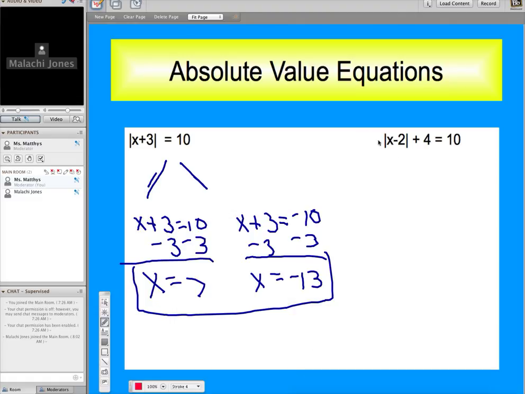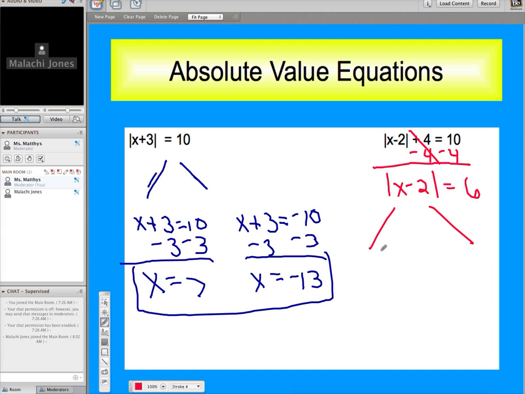Let's try the other one, the one on the right side. We've got the absolute value of x minus 2 plus 4 equals 10. For the first one, we had x plus 3 equals 10, and then we just divided it into 2 equations. I can't put this one into 2 equations until I move the 4. So how would I move that 4? I would subtract 4 on both sides. Yep. And now I have the absolute value of x minus 2 equals 6.